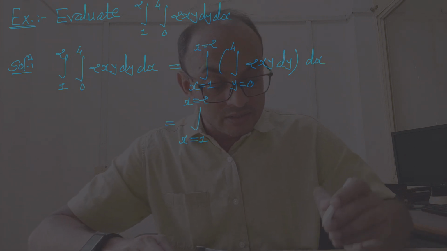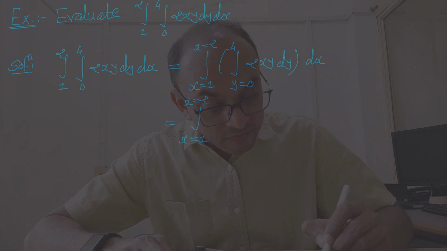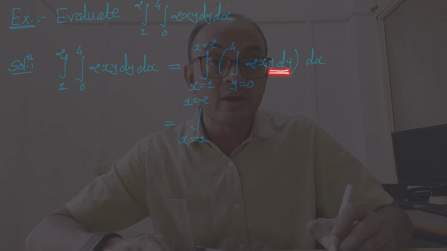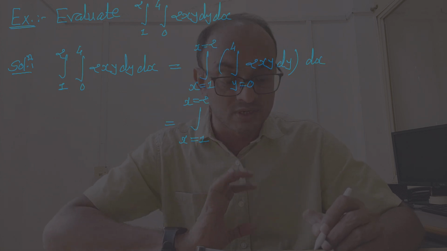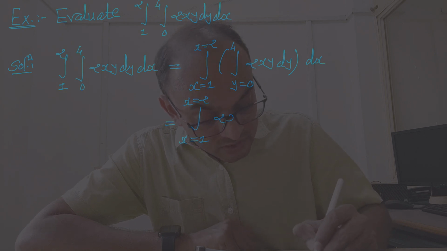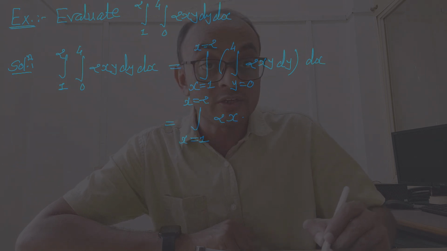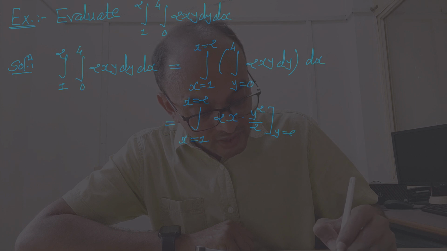So here it is 2xy dy, and I have to integrate with respect to y. When we integrate with respect to y, it is assumed that x is constant. So 2x is the constant quantity. The integration of y is y square divided by 2, and then the limit is y equals 0 to y equals 4.